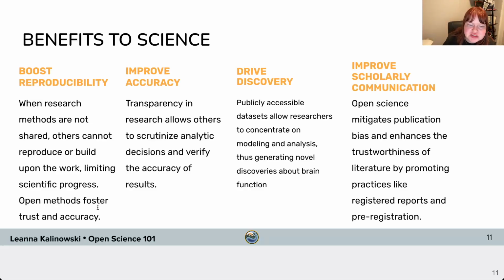And then lastly, open science helps to improve scholarly communication. It helps to mitigate things like publication bias, and it enhances the trustworthiness of literature by promoting practices like registered reports and pre-registration. It also makes it more likely for people to share their null findings, or things that were not statistically significant, which can help save a ton of time by making people aware that one of their questions has already been answered, so they don't need to go down the path of trying to answer that themselves.